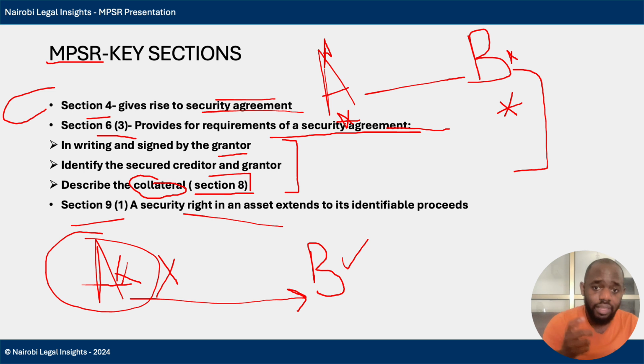And the other key thing that you need to appreciate is that when we talk about movable assets, movable could be tangible or intangible. Tangible movables are things that you can touch. For example, a tractor, cement, farm produce. Those are things that can be used to secure a loan as far as MPSR is concerned. The intangible movables are things you can't touch. For example, intellectual property, things such as a copyright. You can't touch a copyright, but that intangible asset can also be used as security to actually secure a loan.